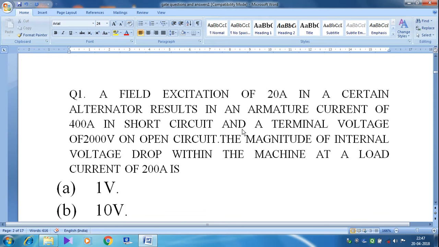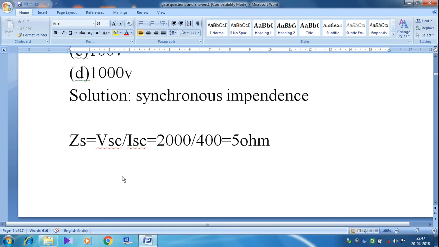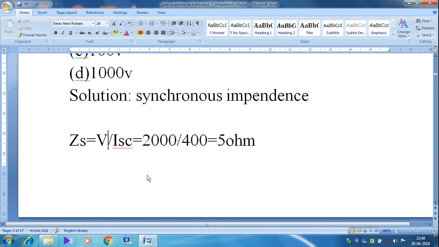So we can directly get the synchronous impedance, that is the synchronous impedance ZS is equal to the open circuit voltage for a particular field current divided by the short circuit current for the same field current.